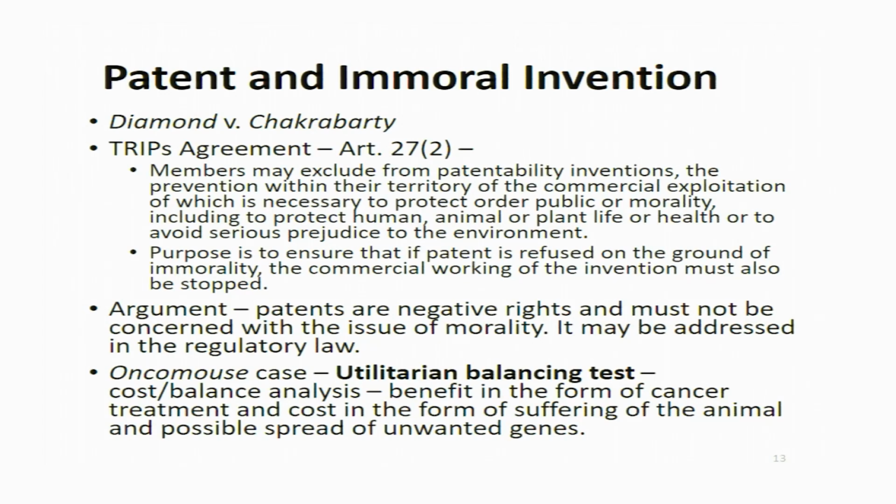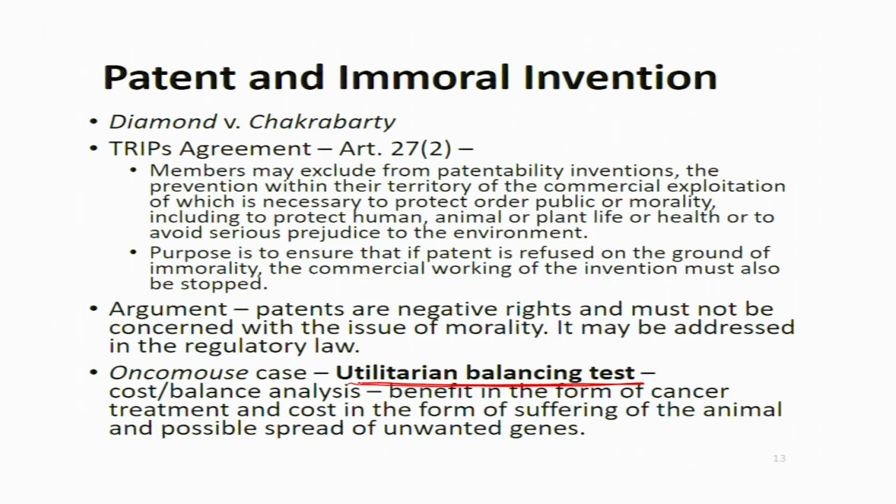In Diamond versus Chakrabarty, for the first time in USA, patent was granted on life forms. TRIPS agreement says immoral invention must not be granted patent, but at the same time TRIPS agreement requires that if patent is refused on immoral invention, commercial working must also be stopped. Whether the invention is moral or immoral is to be decided on the basis of utilitarian balancing test, which came in the case of Oncomouse, in which court says that you have to do a cost benefit analysis.